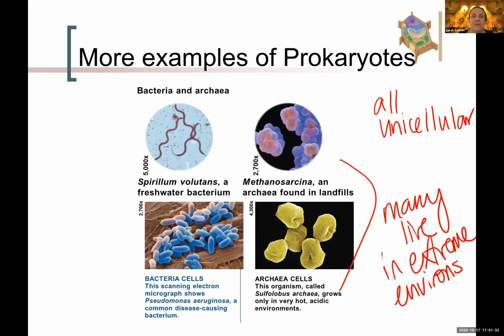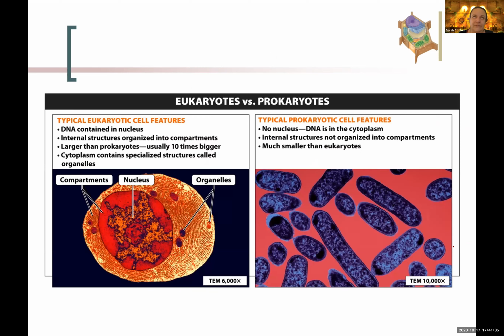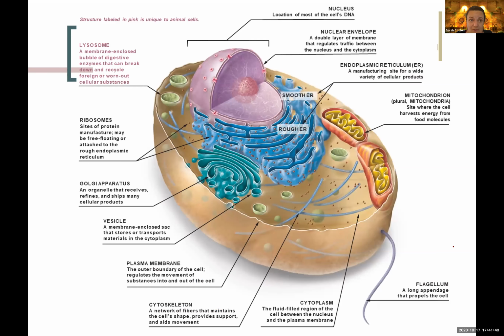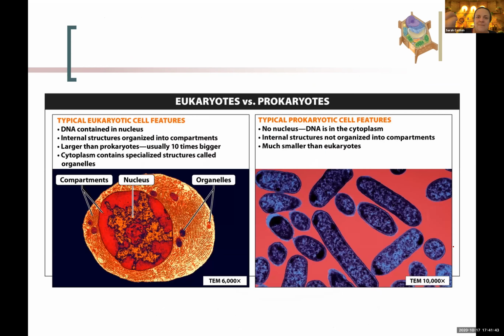Okay, so that's prokaryotes. Here's a little side-by-side comparison, right? Then we have our eukaryotic cells. So eukaryotic, remember, means true, right? I'm not going to bother writing these out because they're written right here. So typical eukaryotes have their DNA inside of a nucleus. Their internal structures are organized into compartments. So those are our membrane-bound organelles.